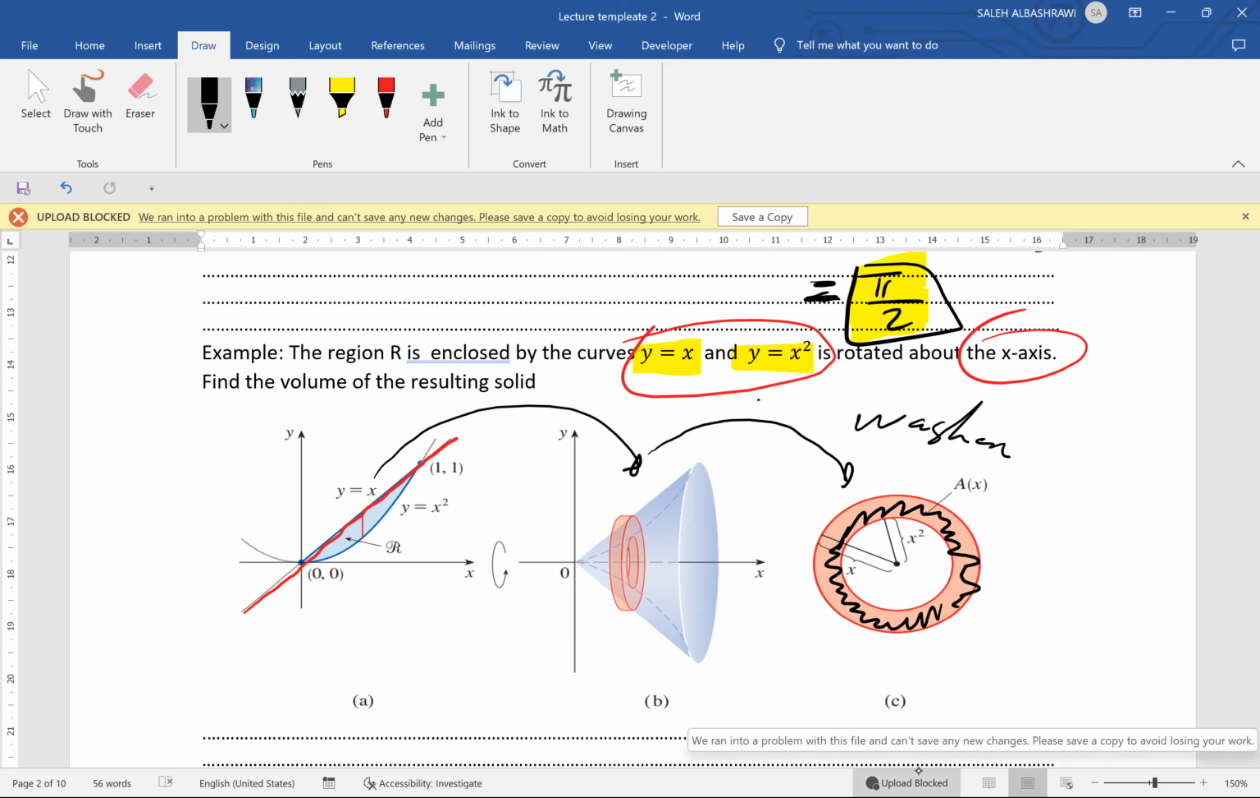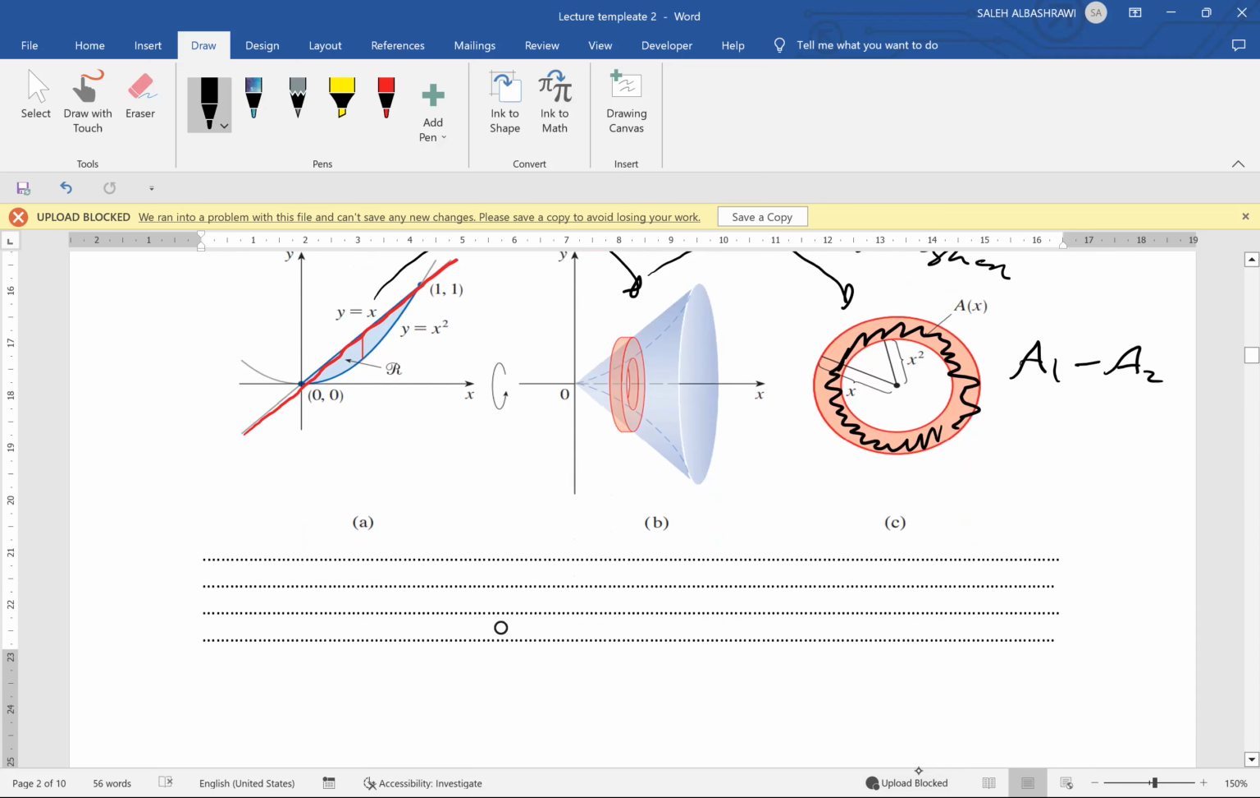And this one is like A1, the big one minus the small circle. It is the area of the big circle, which is big R, minus the area of the small circle. We think about it. Now this is my typical rectangle. Big R is the upper one. It is y equal to x.